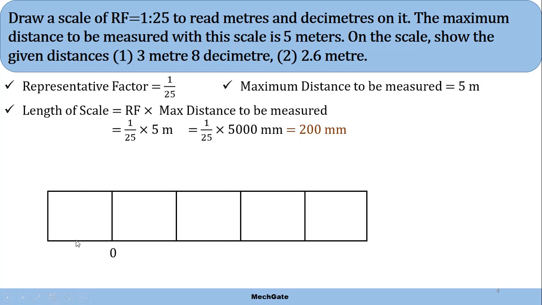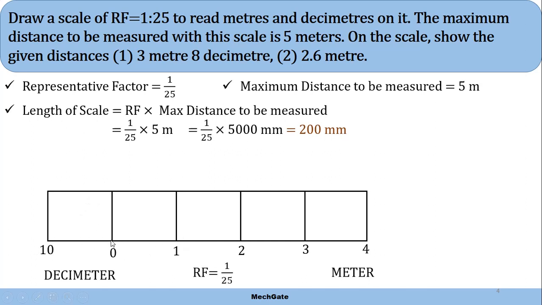Let's put the 0 at the end of the first main division. So this is the first main division. Let's put 0 over here. On the right hand side of the 0, your larger unit, and let's mark here, we have to represent 5 meters. So 1, 2, 3 and 4 meter over here, and on the left hand side we will represent the smaller unit, that is called decimeter. Now we know 1 meter is equivalent to 10 decimeter.